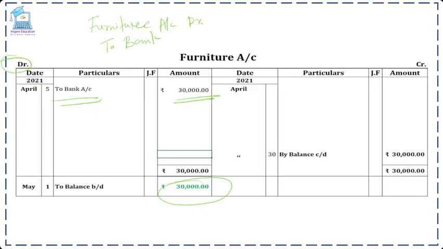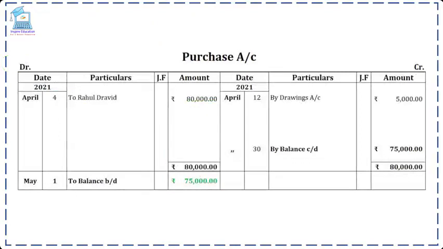Next is the purchase account. So in purchase, you see, 2 transactions are there. First is the purchase account debit. Purchase account debit to Rahul Dravid, right? So purchase is debit with 80,000 and credit amount is Rahul Dravid. So in the debit side, we have written Rahul Dravid.